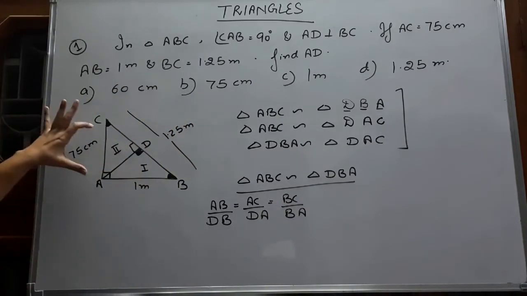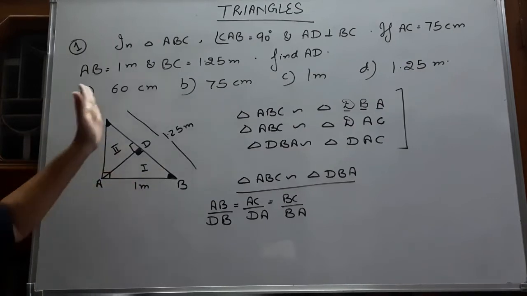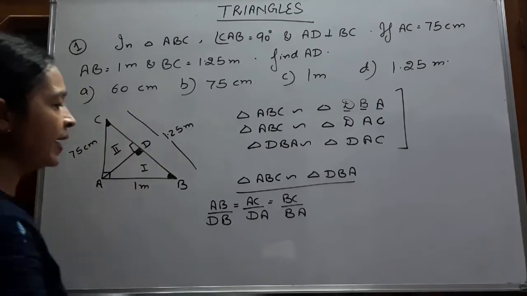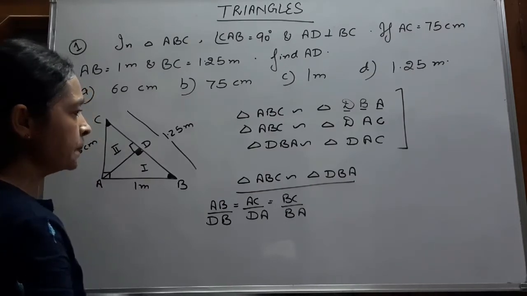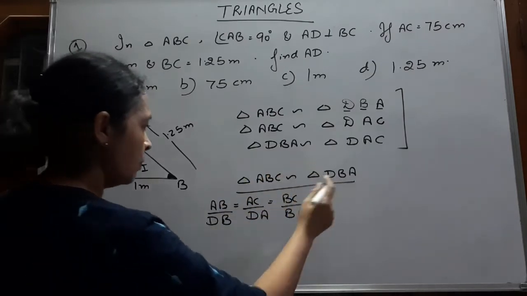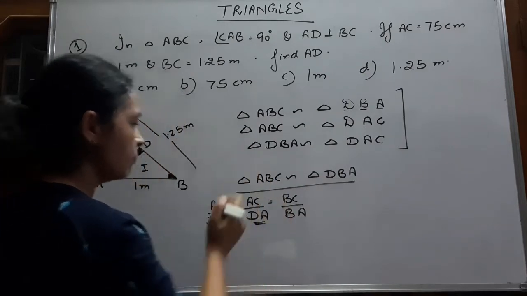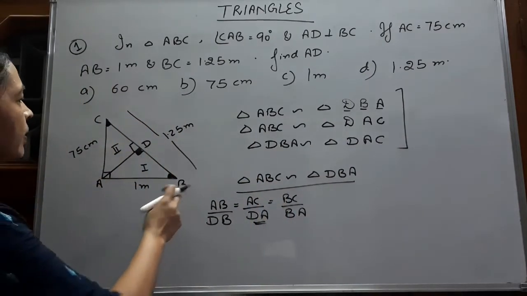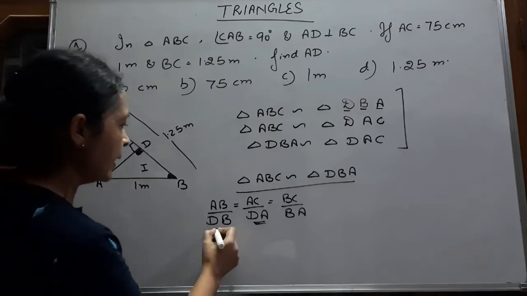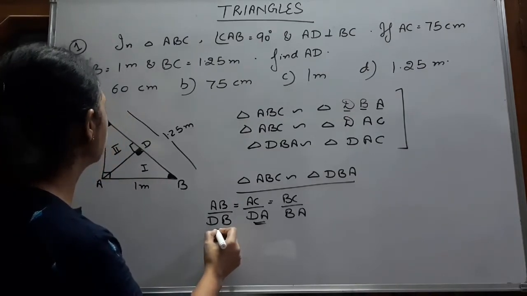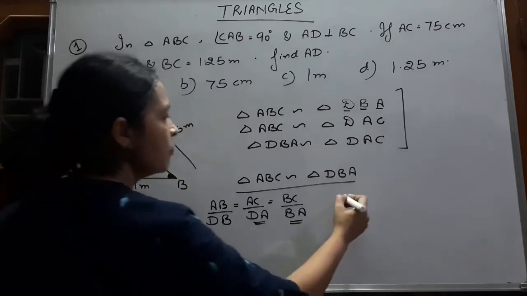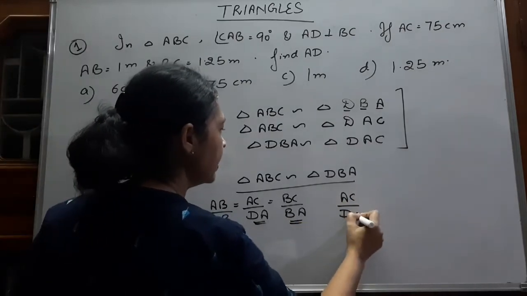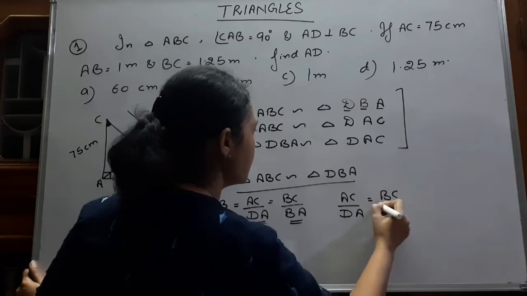Now, we have AC, AB and BC. We have to find AD. Where is AD? We have DA. We will take this one and AB. We can take this one also. We have BD. No, we don't have. Let's take these two. We have AC upon DA equals BC upon BA.